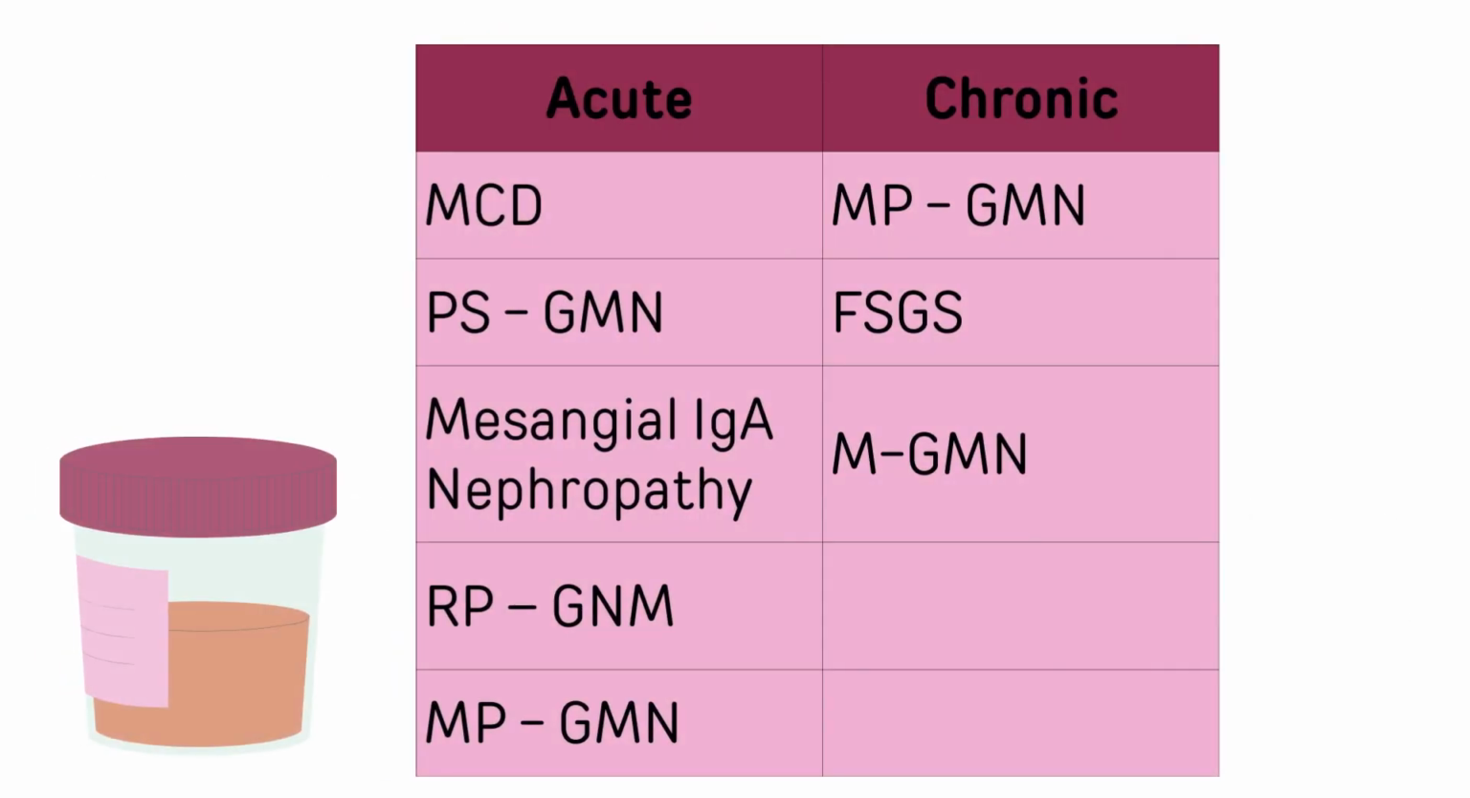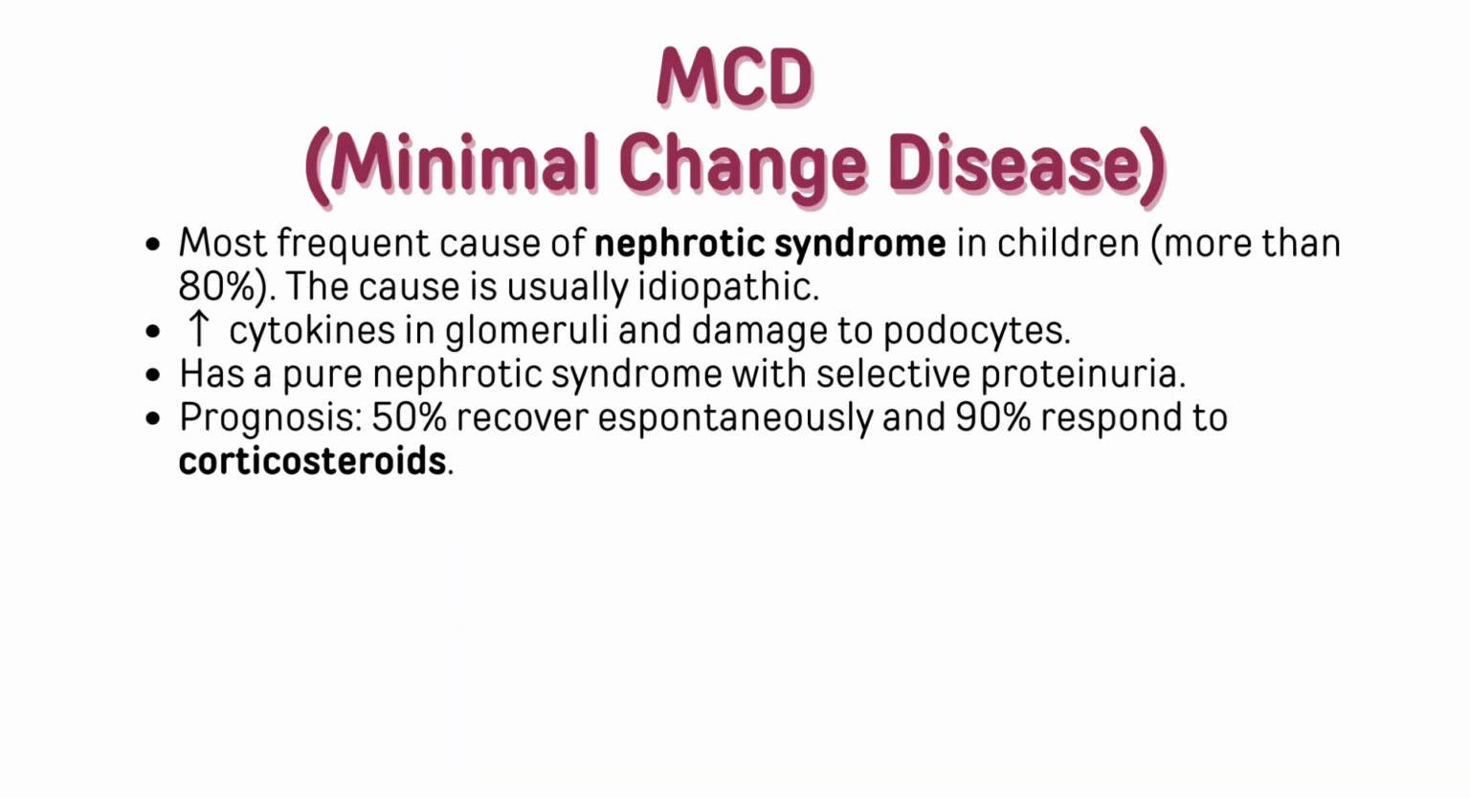In the following slide, we can classify primary glomerulonephritis in acute or chronic. We can see that acute glomerulonephritis include minimal change disease, post-streptococcal glomerulonephritis, mesangial IgA nephropathy, rapidly progressive glomerulonephritis, and membranoproliferative glomerulonephritis. Chronic can be membranoproliferative glomerulonephritis, focal segmental glomerulosclerosis, and membranous glomerulonephritis. Now we're going to speak about each individual cause.